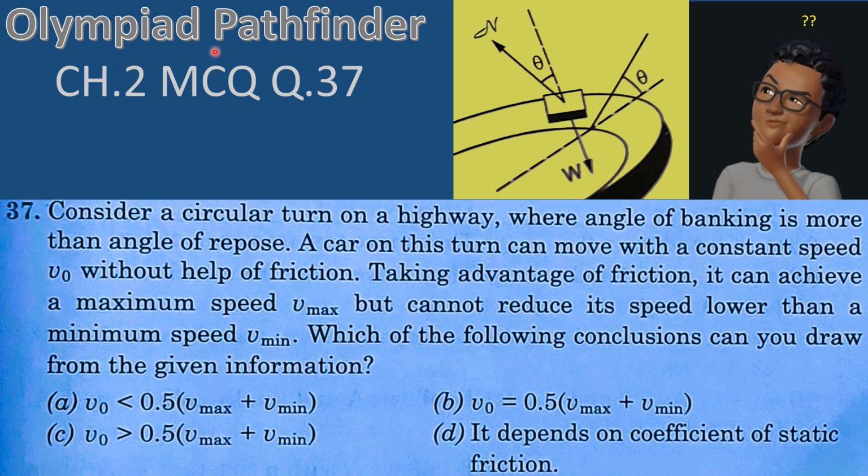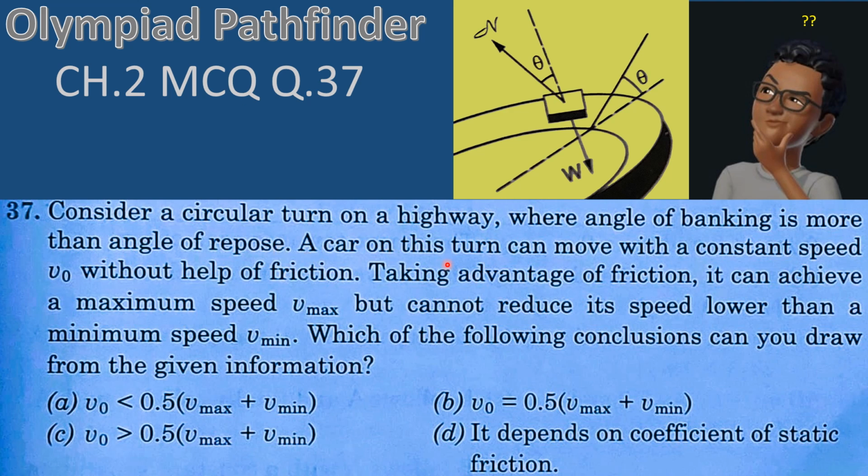This question is from Olympiad Pathfinder, Chapter 2, Multiple Choice question number 37. The question is, consider a circular turn on a highway where angle of banking is more than angle of repose.